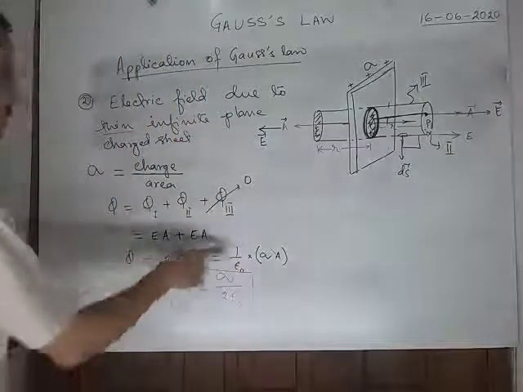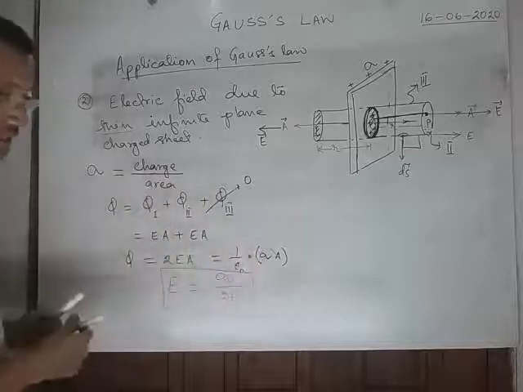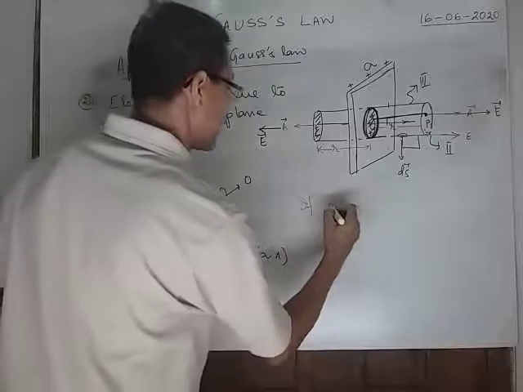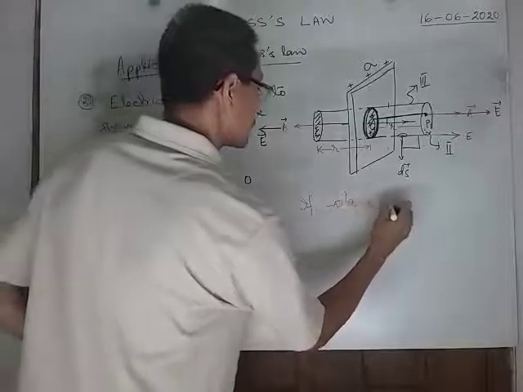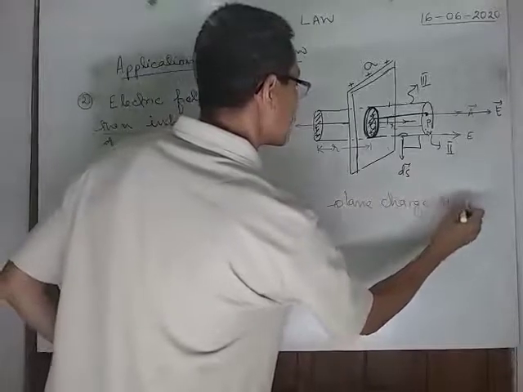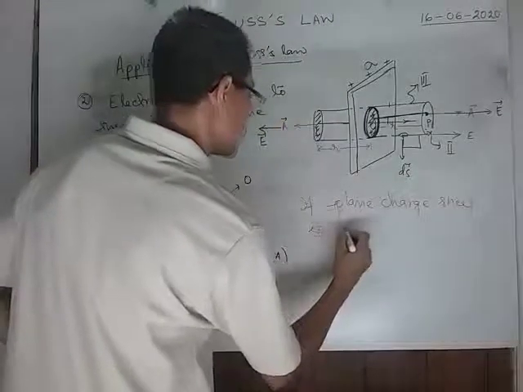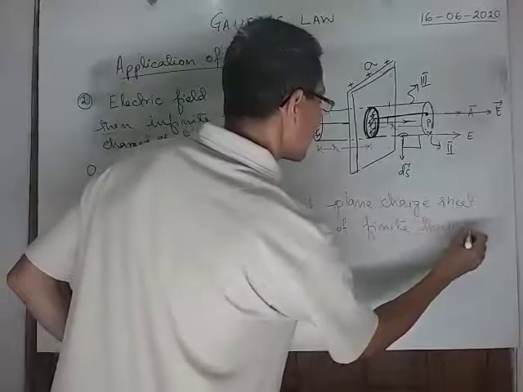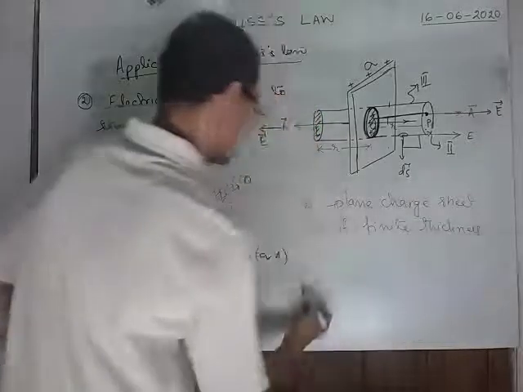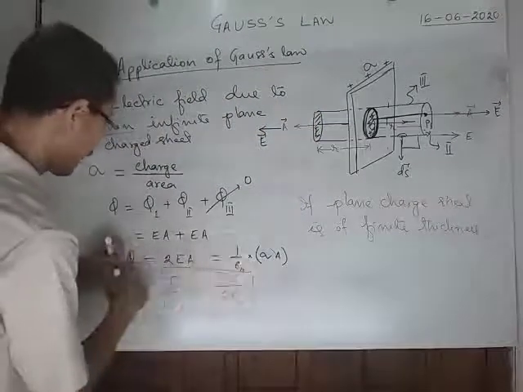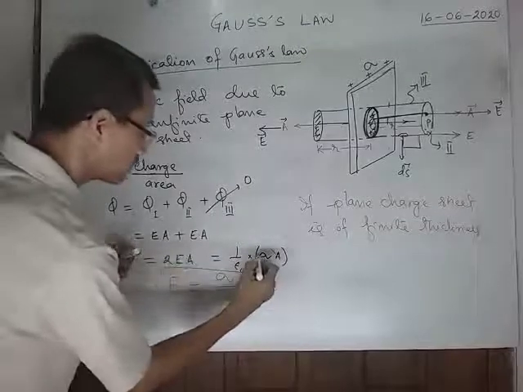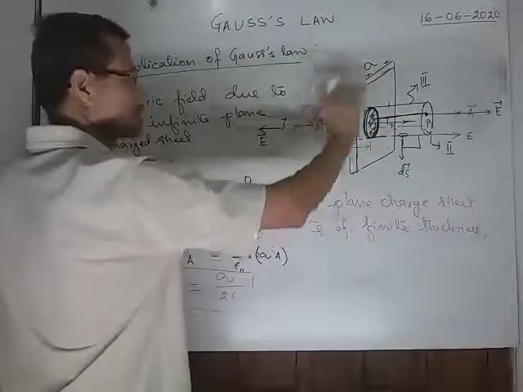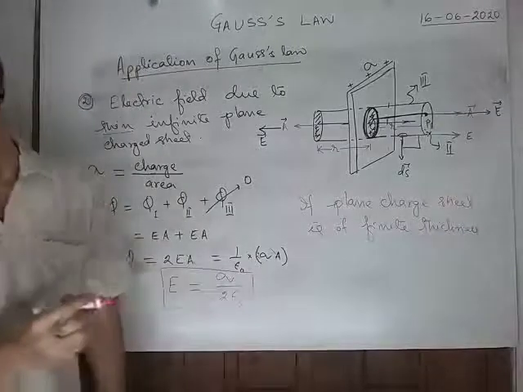So what happens when the total charge, and in that case, what happens if the plane charge sheet is of finite thickness? Your phi will be twice EA, and this will be affected. The 2 will be coming up: one charge on this side, another charge on that side. The total charge will be 2 times of this. So it will be equal to what?